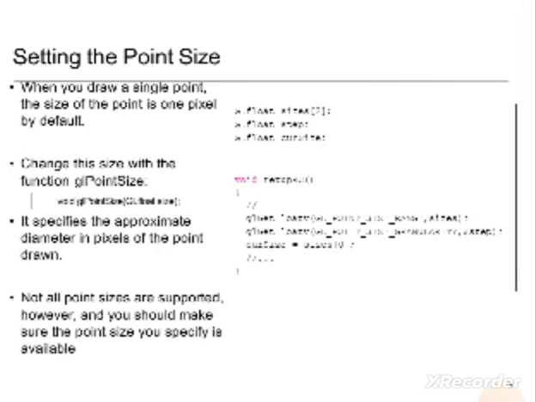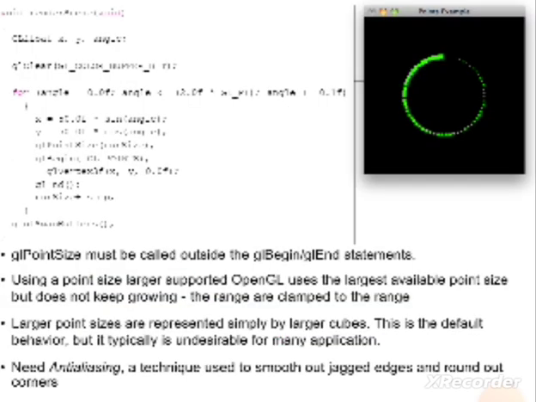So, setting the point size. When you draw a single point, the size of the point is 1 pixel by default. Change the size with the function glPointSize. We are going to give the point size inside the brackets. It specifies the approximate diameter in pixels of the point drawn. So you can note this down. Not all point sizes are supported, however, and you should make sure that the point size which you specify is available.